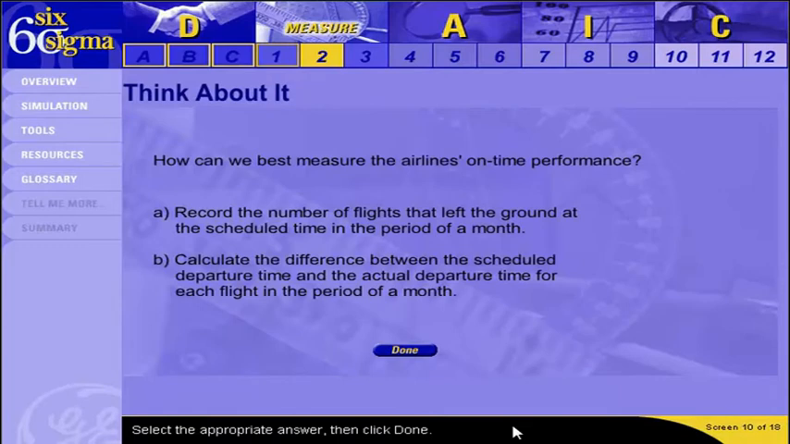What about our airline example? The goal is to assess the on-time performance of an airline and use the information to seek possible improvement. Which of the following approaches would be better suited for that task? Select the appropriate measurement and then click Done.